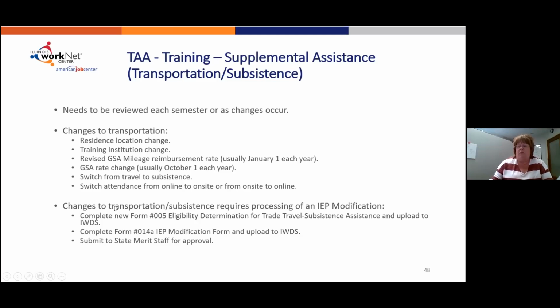And if there are changes, then that requires processing of an IEP modification, and you would complete a new Form 5 for any changes as far as locations, distance traveled, whatever. You would upload that, you would do the Form 14A IEP modification form, upload that to IWDS, and submit those changes to Merit Staff for approval.